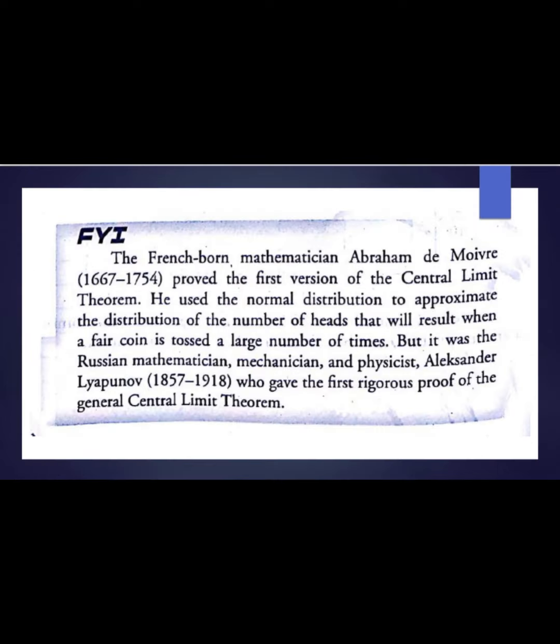Before I end this video, let me share with you this FYI. The French-born mathematician Abraham de Moivre, from 1667 to 1754, proved the first version of the central limit theorem. He used the normal distribution to approximate the distribution of the number of heads that will result when a fair coin is tossed a large number of times. But it was the Russian mathematician, mechanician, and physicist Alexander Lyapunov, from 1857 to 1918, who gave the first rigorous proof of the general central limit theorem.